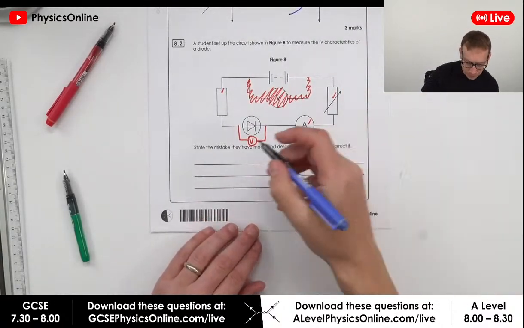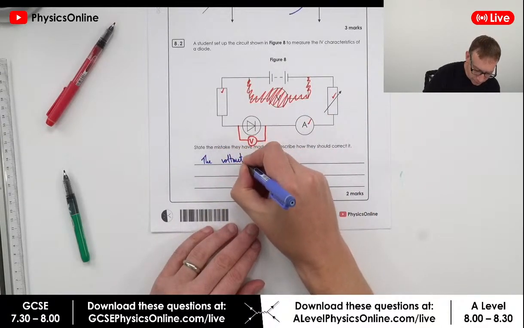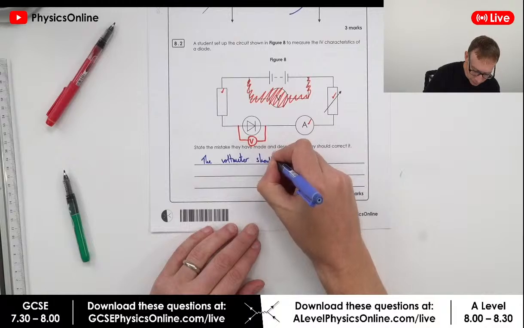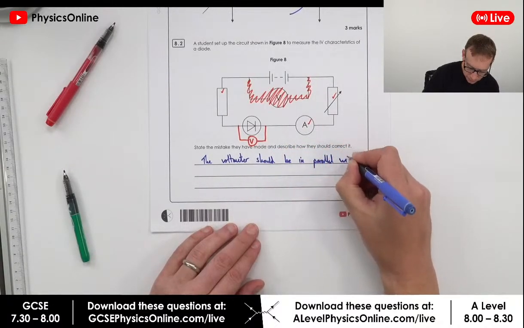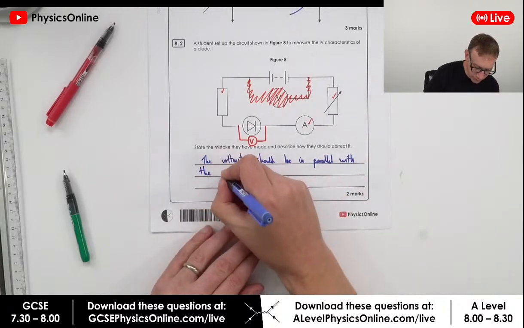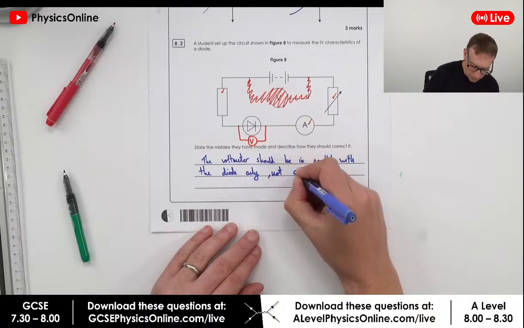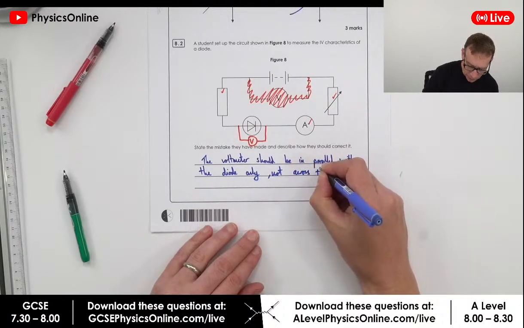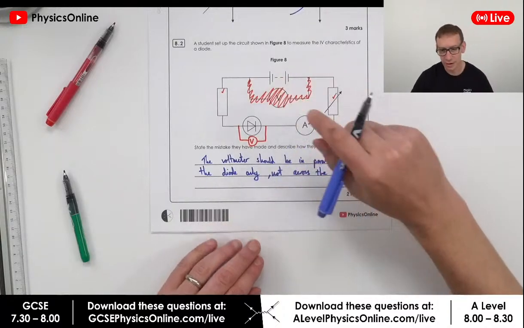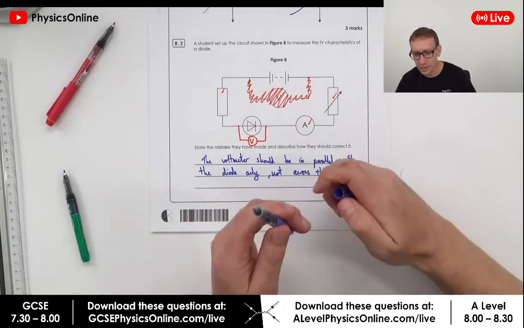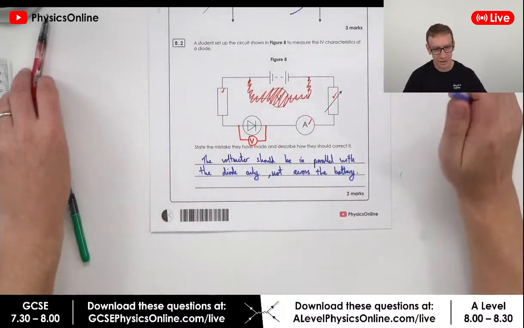So basically, we can say that the voltmeter should be in parallel with the diode only, not across, I'm going to call it the battery because we have multiple cells there and that kind of dotted line. So yeah, the voltmeter should be in parallel to the diode and not across the cell. Okay, thank you very much.